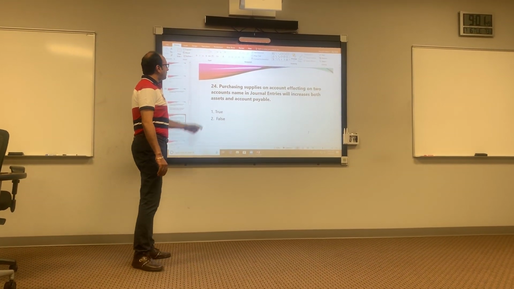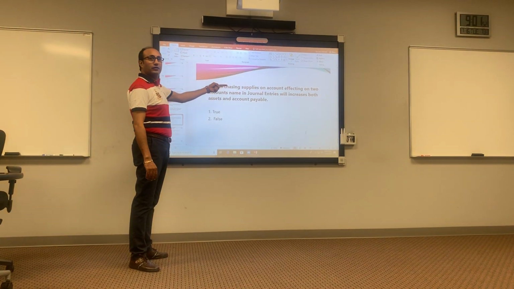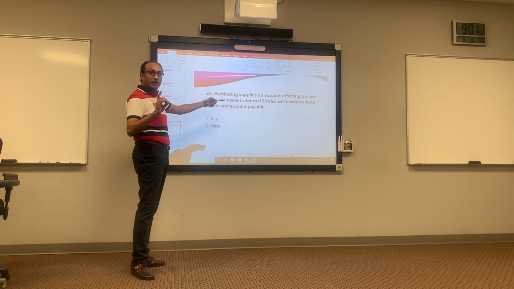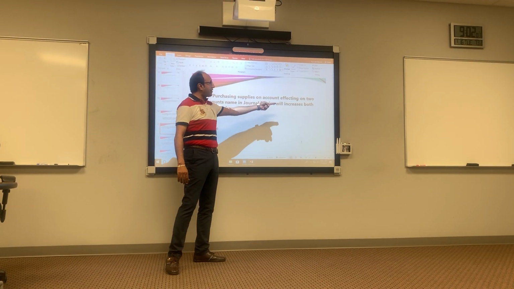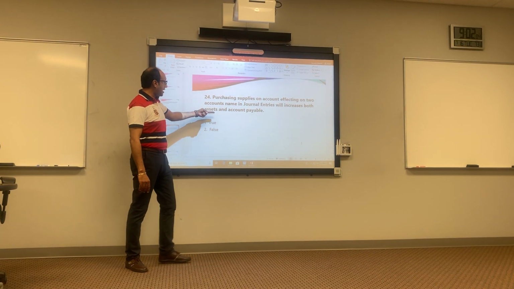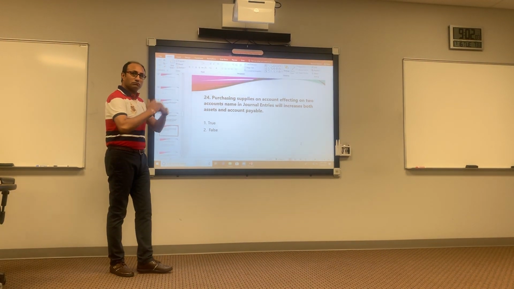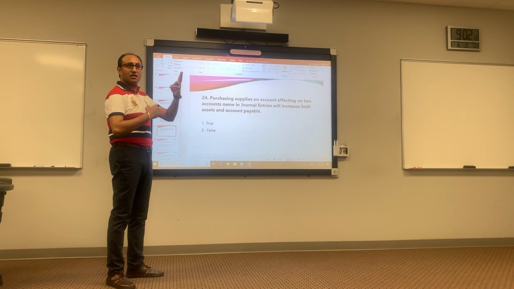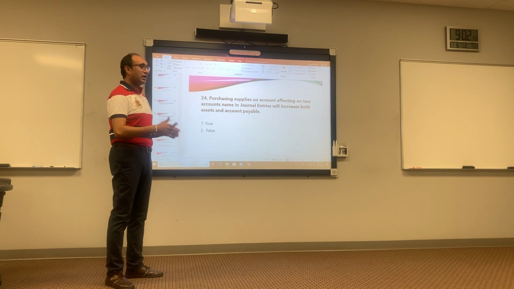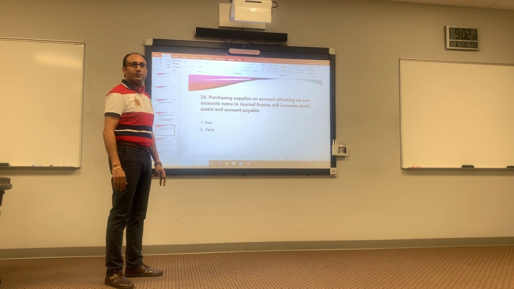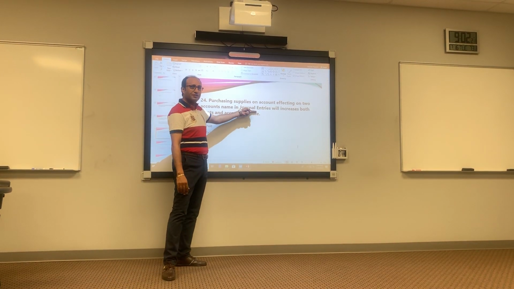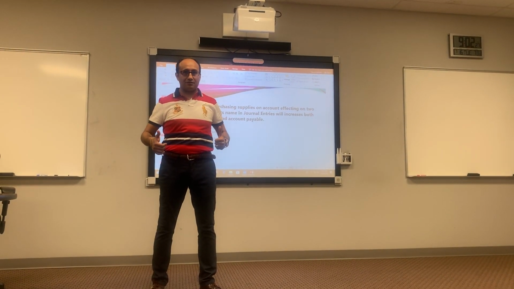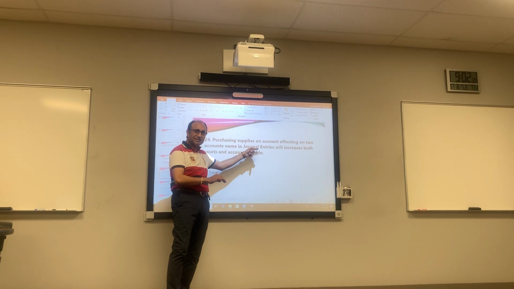Question 24. Purchasing supplies on account affects two accounts. Name the journal entries: it will increase both assets and accounts payable. You purchase supplies on account, so it affects two sides, assets and accounts payable, increasing both. I want to say no again. Because why? Because it's journal entries. But if it were the accounting equation or the balance sheet, right. That's the trick here. This is the trick.